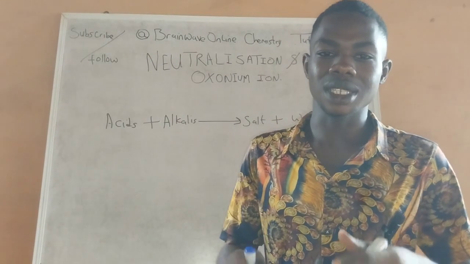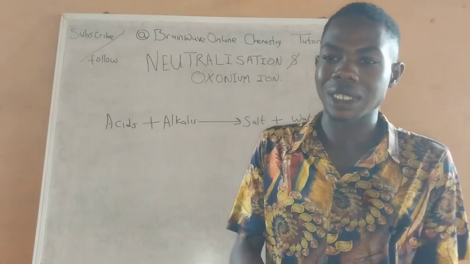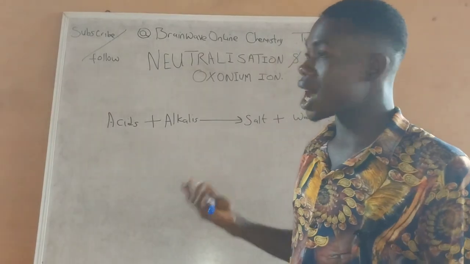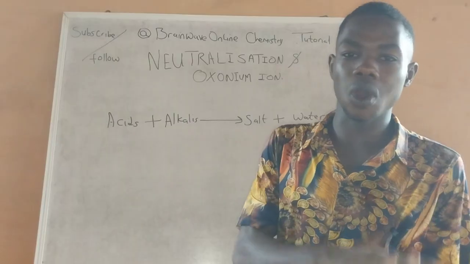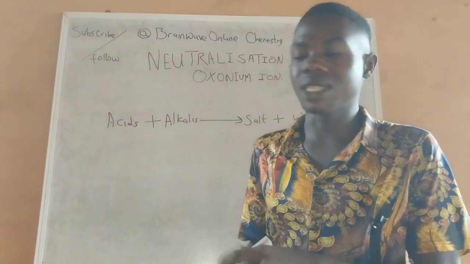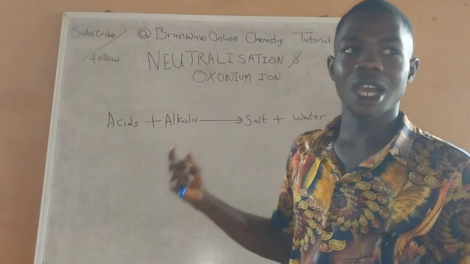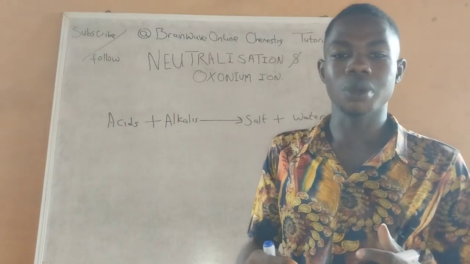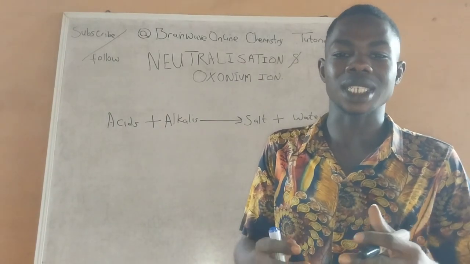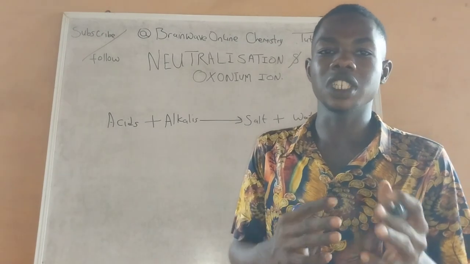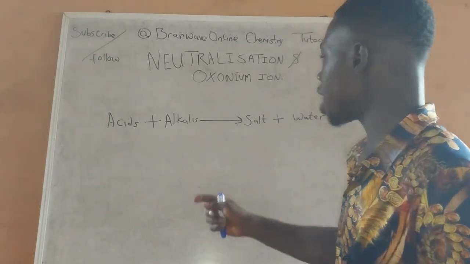In my previous video, I talked about acid. I talked about the types of acid that we have, which is the strong acid and the weak acid. In one of my previous videos, I also talked about the types of alkalis that we have, which happen to be the strong alkalis and the weak alkalis. Now, before we take some examples of this, I will quickly talk about some of the examples of acids and alkalis that I gave in my previous videos.